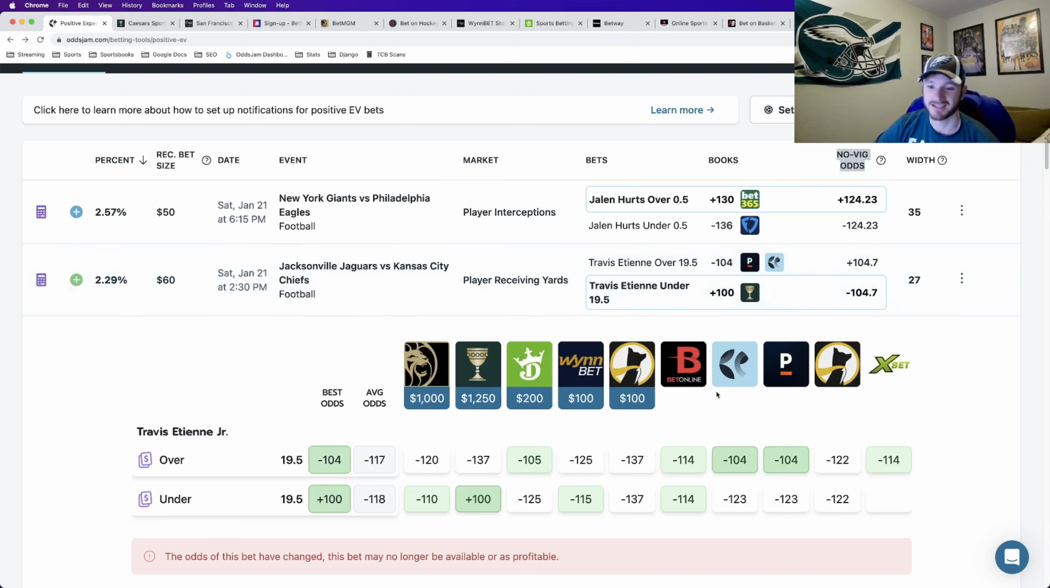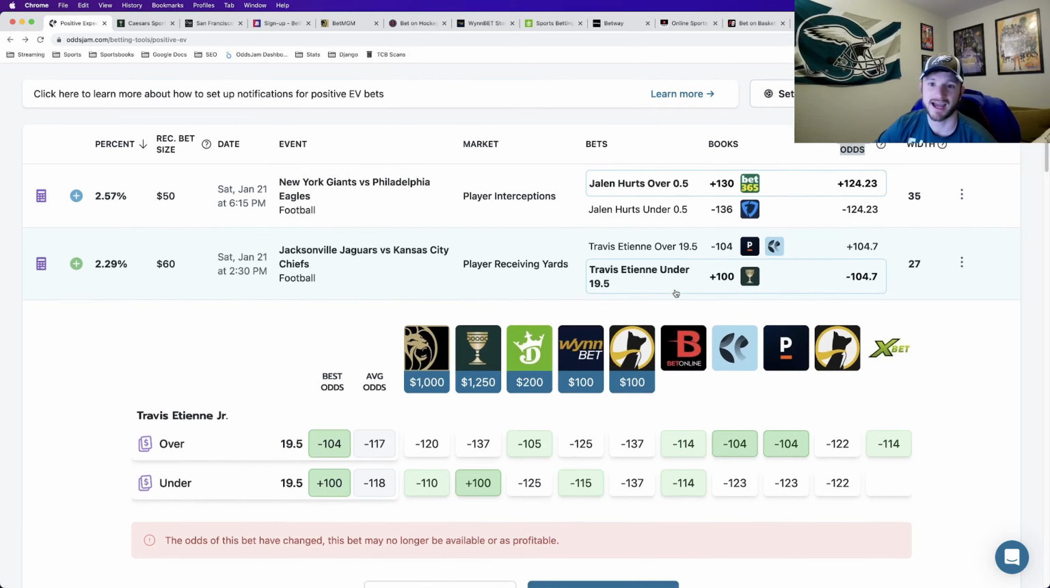I'm not saying this is a lock, that ETN is guaranteed to go under this number, or that you're going to profit every single day, week, month with positive EV betting. But in the long run, things will work out in your favor. So this is play number one, Travis Etienne under 19 and a half receiving yards.